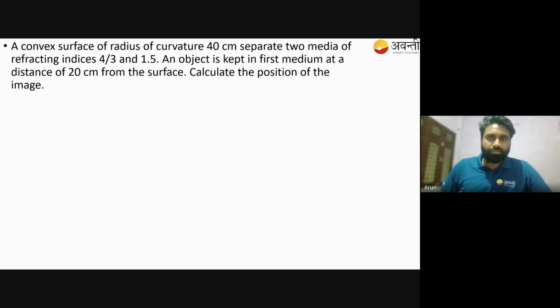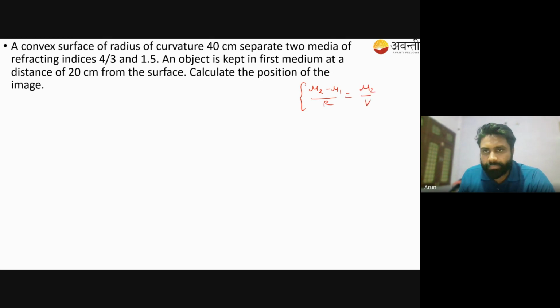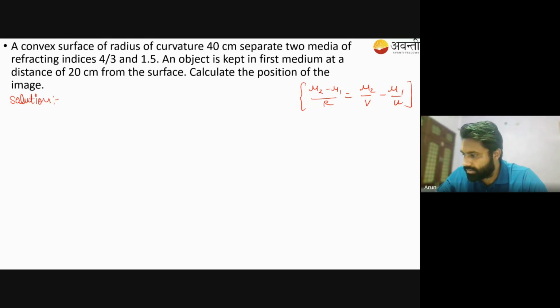Now you will solve this numerical based on the concept that I have told you. In this, we have to use the formula mu2 by v minus mu1 by u equals mu2 minus mu1 by r. Let's try to solve this question. I'm giving you 1 minute. Your time starts now.